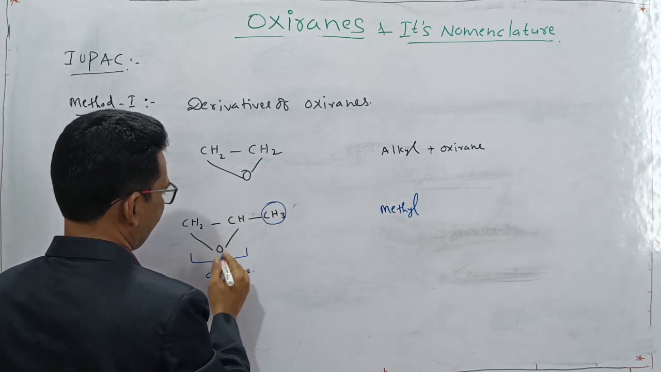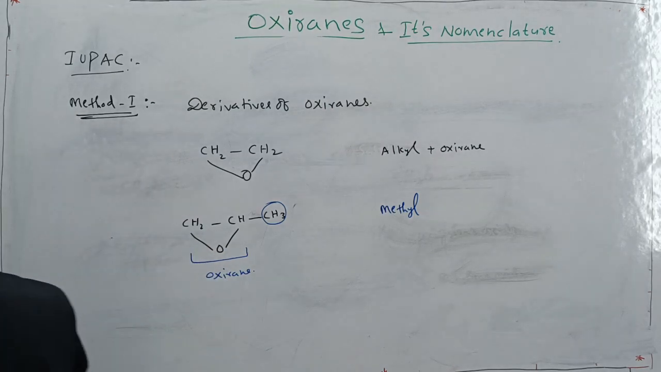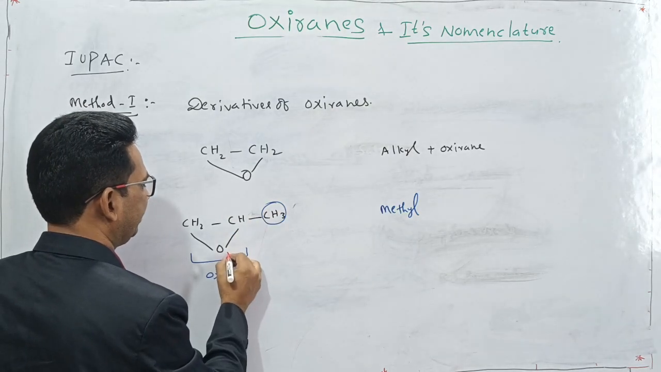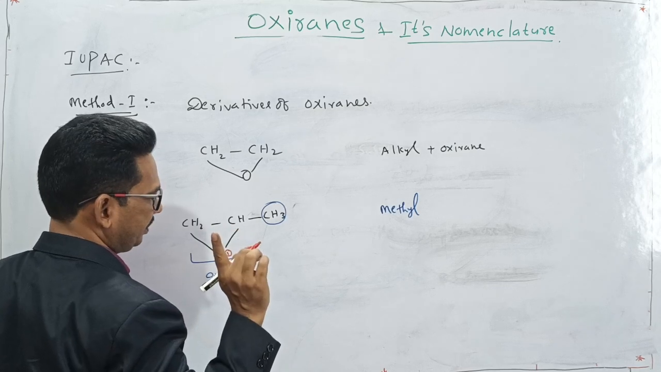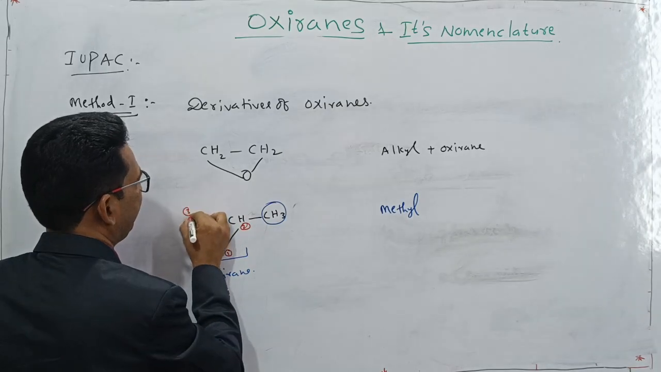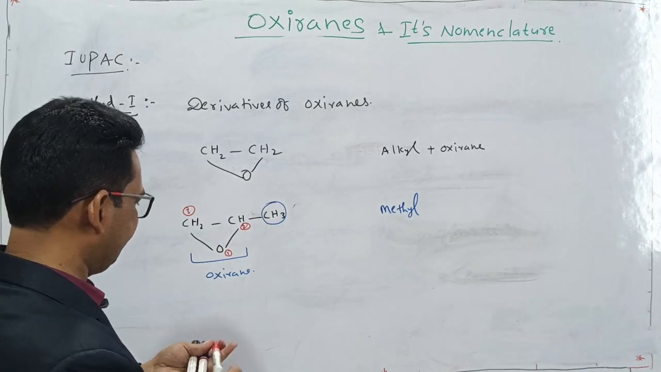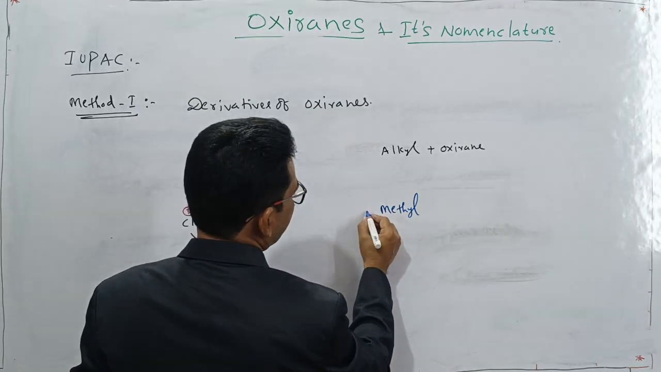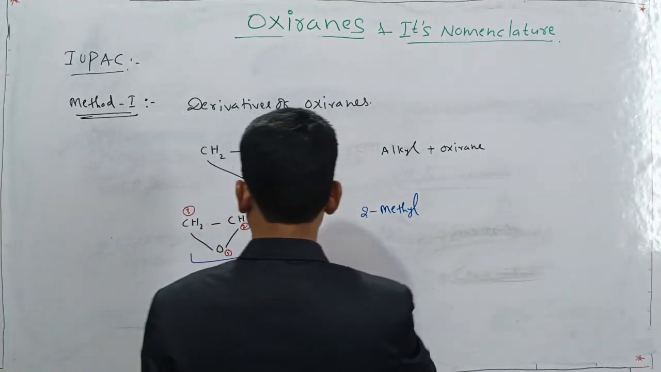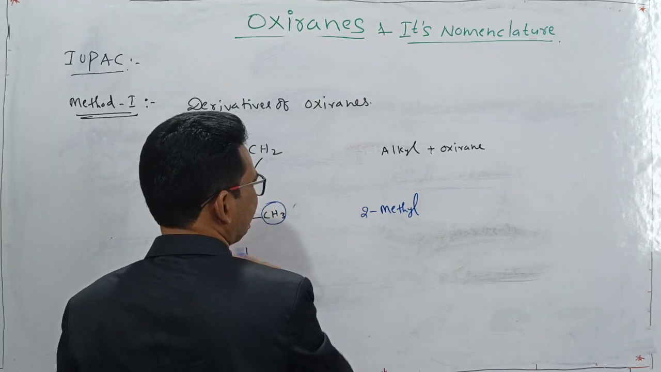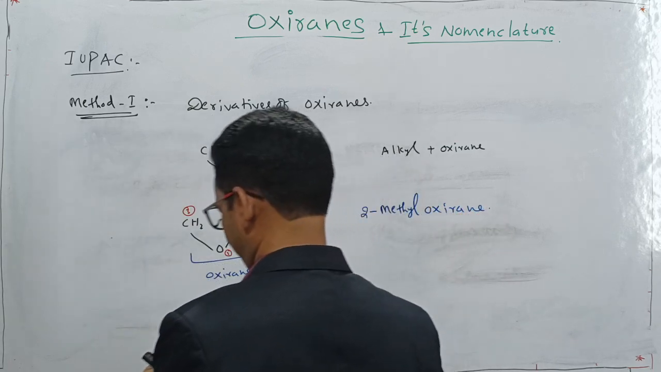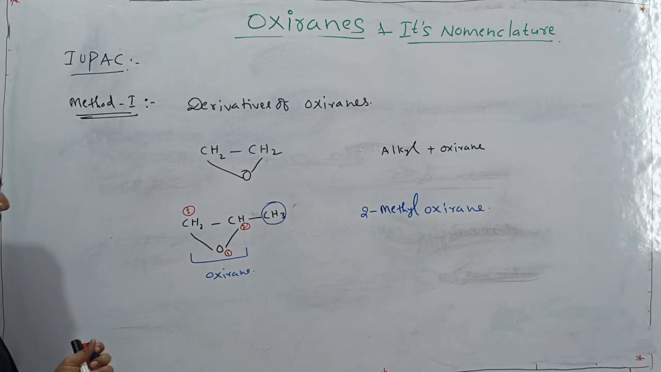Now here, there is a substituent. That's why, numbering will be given from which side? The substituent has to get the lowest possible number again. Oxygen will always get the first position because it is a heteroatom. Then this will be 2, this will be 3. Then how will we write? Which position is this methyl? 2. That's why it is called 2-methyl. What is the basic ring name? Oxirane. 2-methyl oxirane. Like this. Another example you can take.